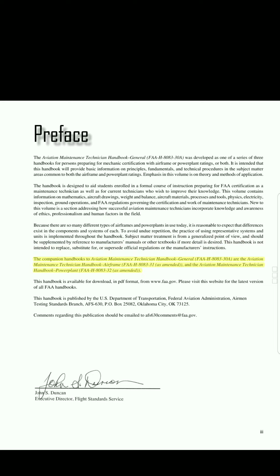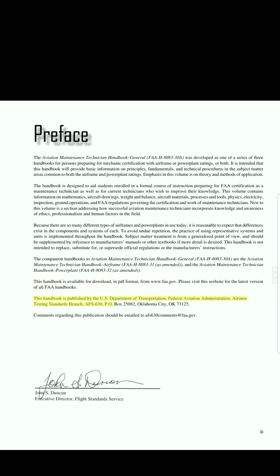The companion handbooks to Aviation Maintenance Technician Handbook General, FAAH 8083-30A, are the Aviation Maintenance Technician Handbook Airframe, FAAH 8083-31, as amended, and the Aviation Maintenance Technician Handbook Power Plant, FAAH 8083-32, as amended. This handbook is available for download, in PDF format, from www.faa.gov. Please visit this website for the latest version of all FAA handbooks.